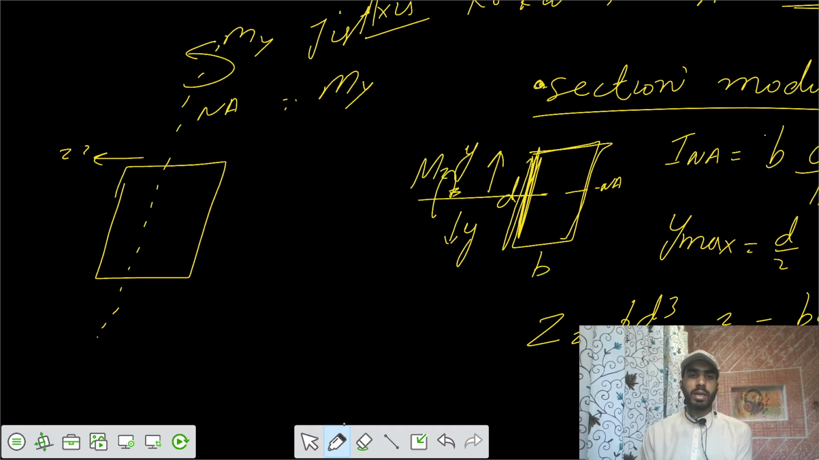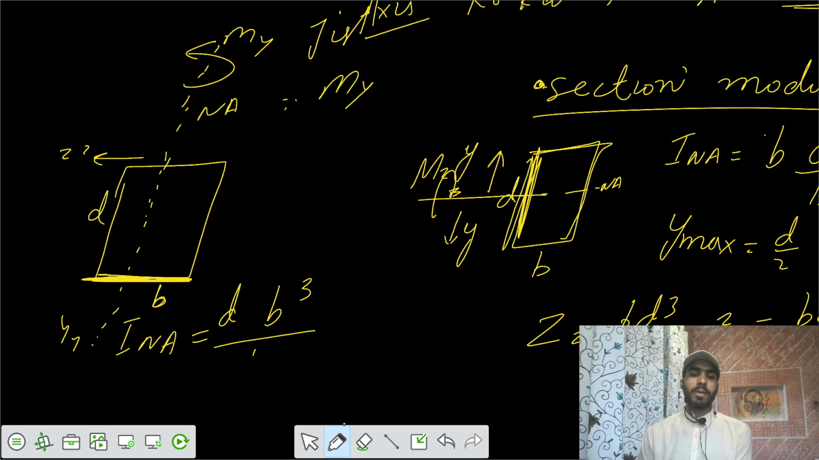Now, if you apply moment in Y direction, this neutral axis would become parallel to YY direction. So such that now we would say what's the value of I neutral axis? That equals to, where it cuts the B, so we can write B cube, and your D is that uncut. So we can write DB cube by 12.